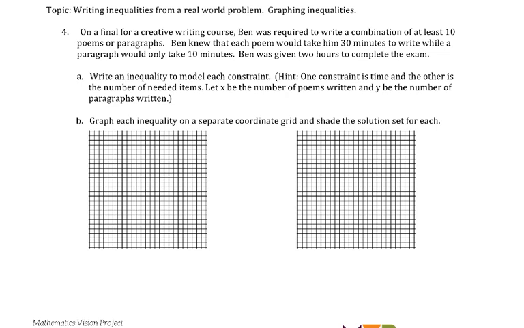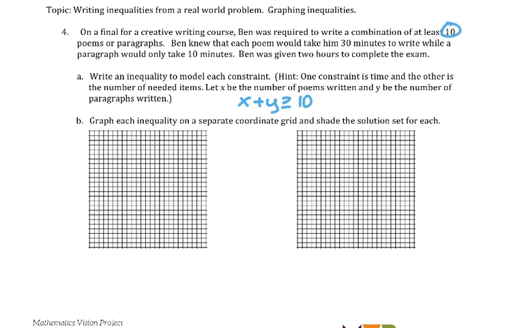Okay, write an inequality to model each constraint. Here are our hints. One is time, the other is the number of items needed. Then also let x be the number of poems written, and y the number of paragraphs. So I know I need at least 10, so an easy one to do is to realize that x, the number of poems, plus y, the number of paragraphs, has to at least be 10. Can it be greater than? Yeah, but at least has to be equal to. So there's one of them.